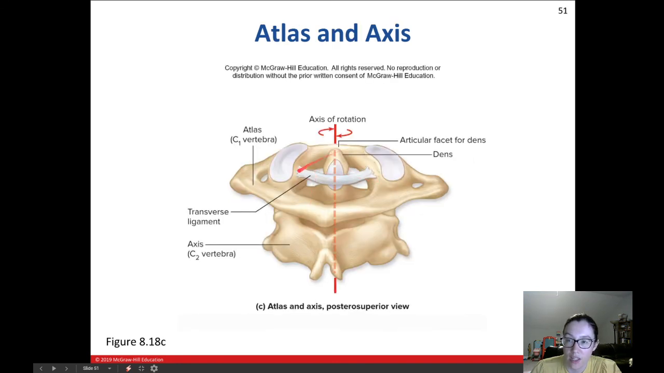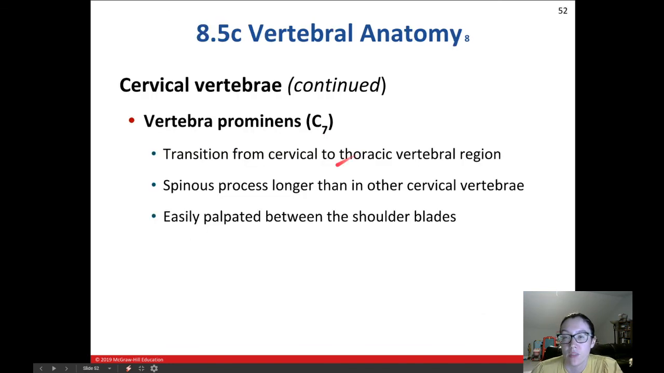And so this is how they articulate. You can have atlas sitting on top of axis, and then there is a transverse ligament that helps them rotate. So you can shake your head no. C7 is the vertebral prominence. It's a transition from the cervical to thoracic vertebrae. This spinous process is a little bit longer than other cervical vertebrae, and you can kind of palpate it in between the shoulder blades.